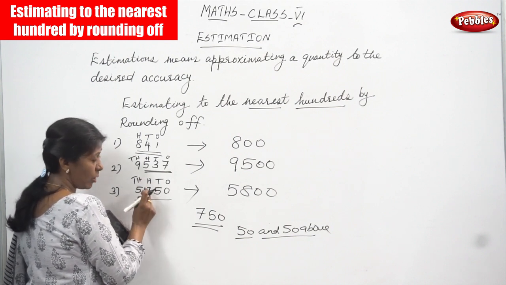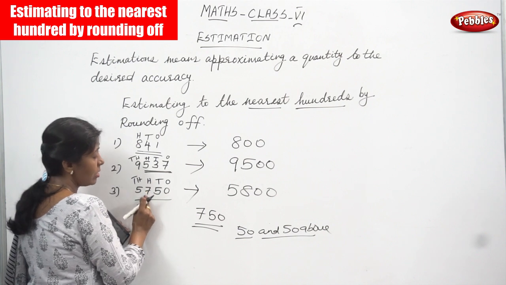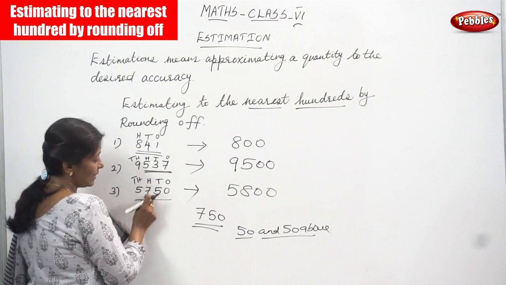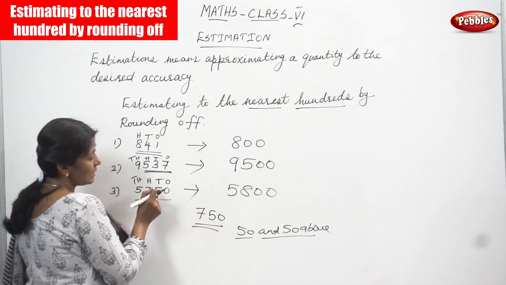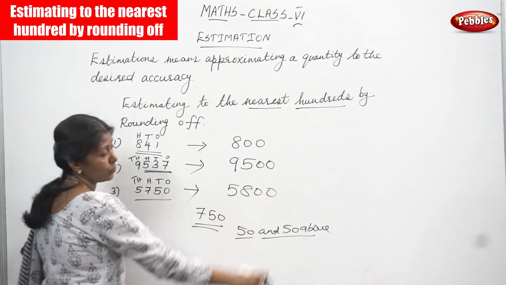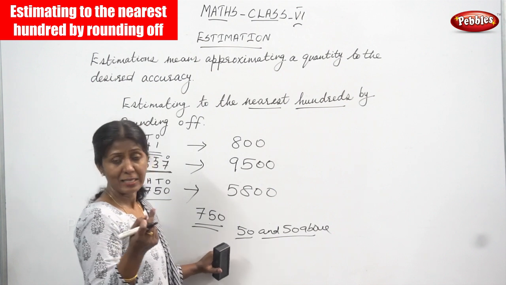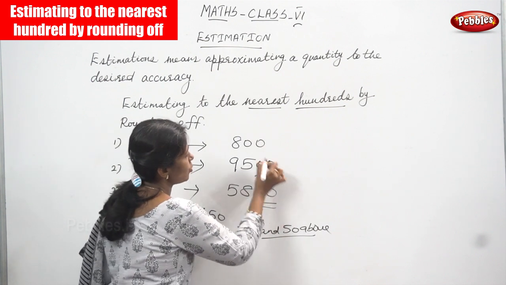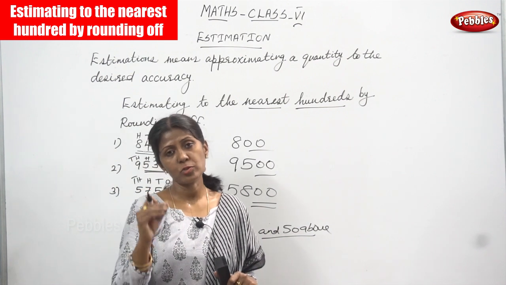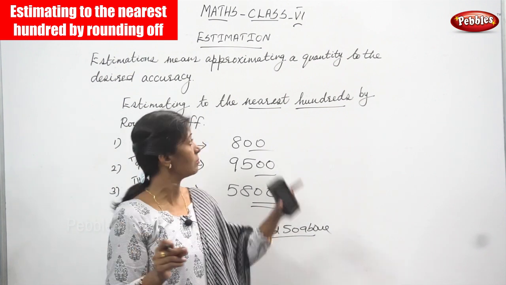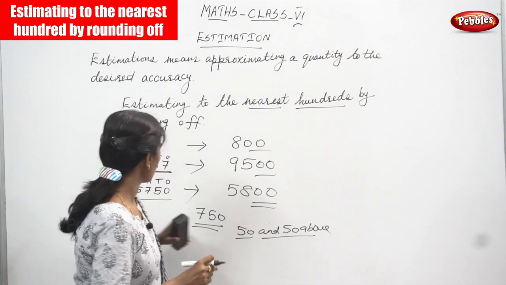So you have to add 1 to this digit, 7. So it becomes 8, 7 plus 1 is 8. And after that, in the tens and ones place, you have to put zeros, because for the nearest 100 the last two digits end with double 0. Nearest 100 means the last two digits end with double 0. That is nearest 100. I think you understand.